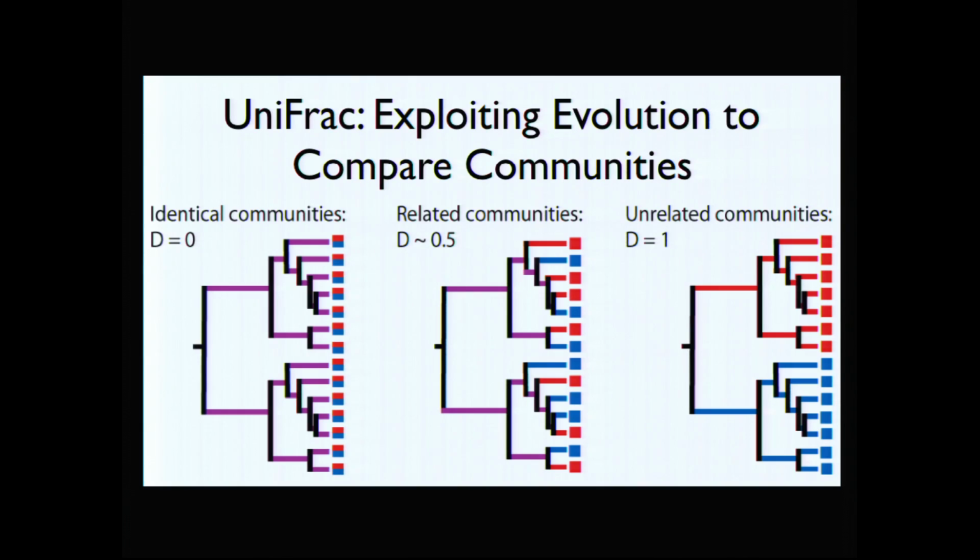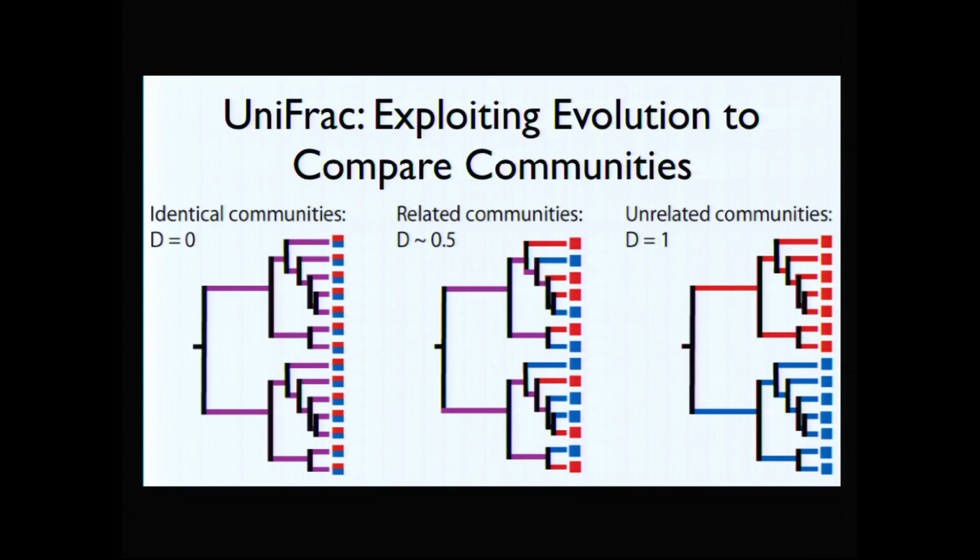And the idea is if you have two distinct environments, nothing that lives in the red can move into the blue and survive and reproduce and accumulate the molecular change that leads to evolutionary branch length on the tree. So all of the branches lead only to members of the red or to the members of the blue community, so they're all unique, colored in red or blue. None of them are shared by both, and we define that distance as 1.